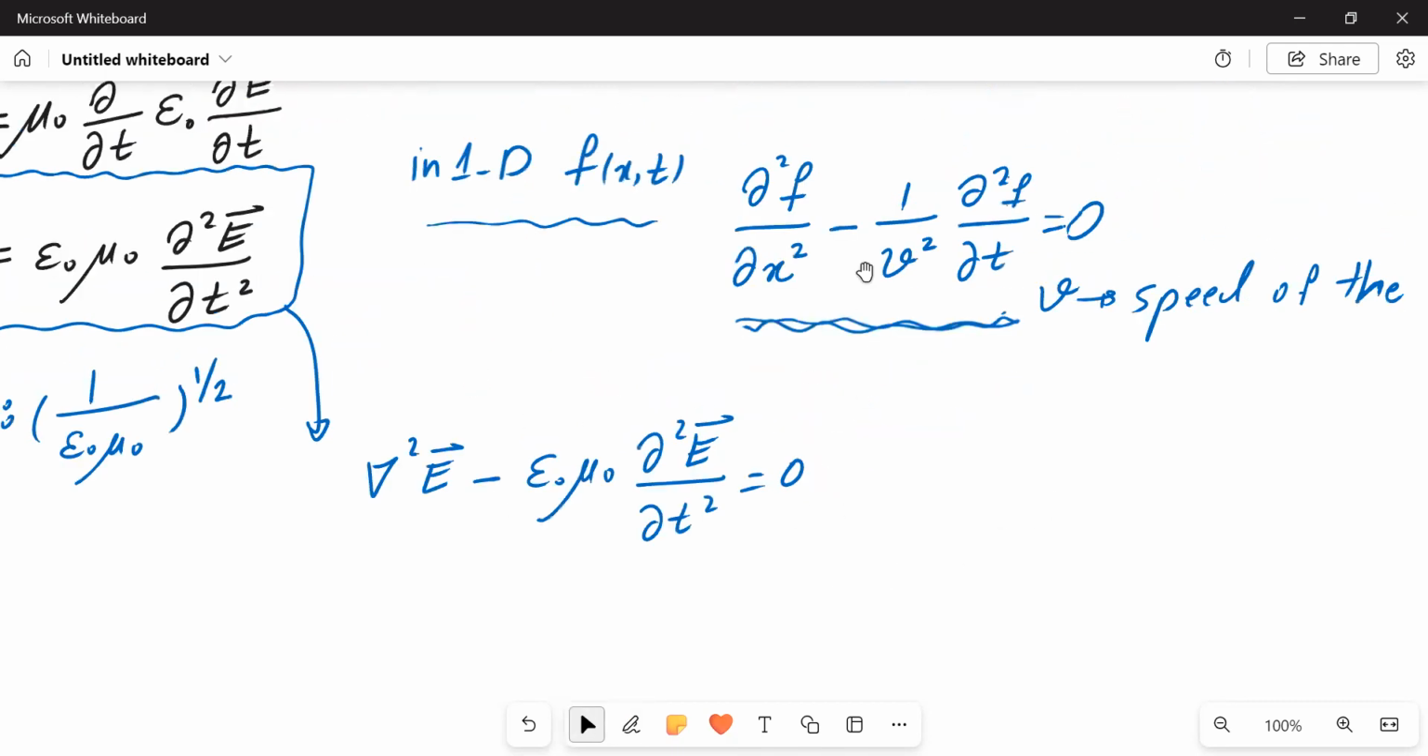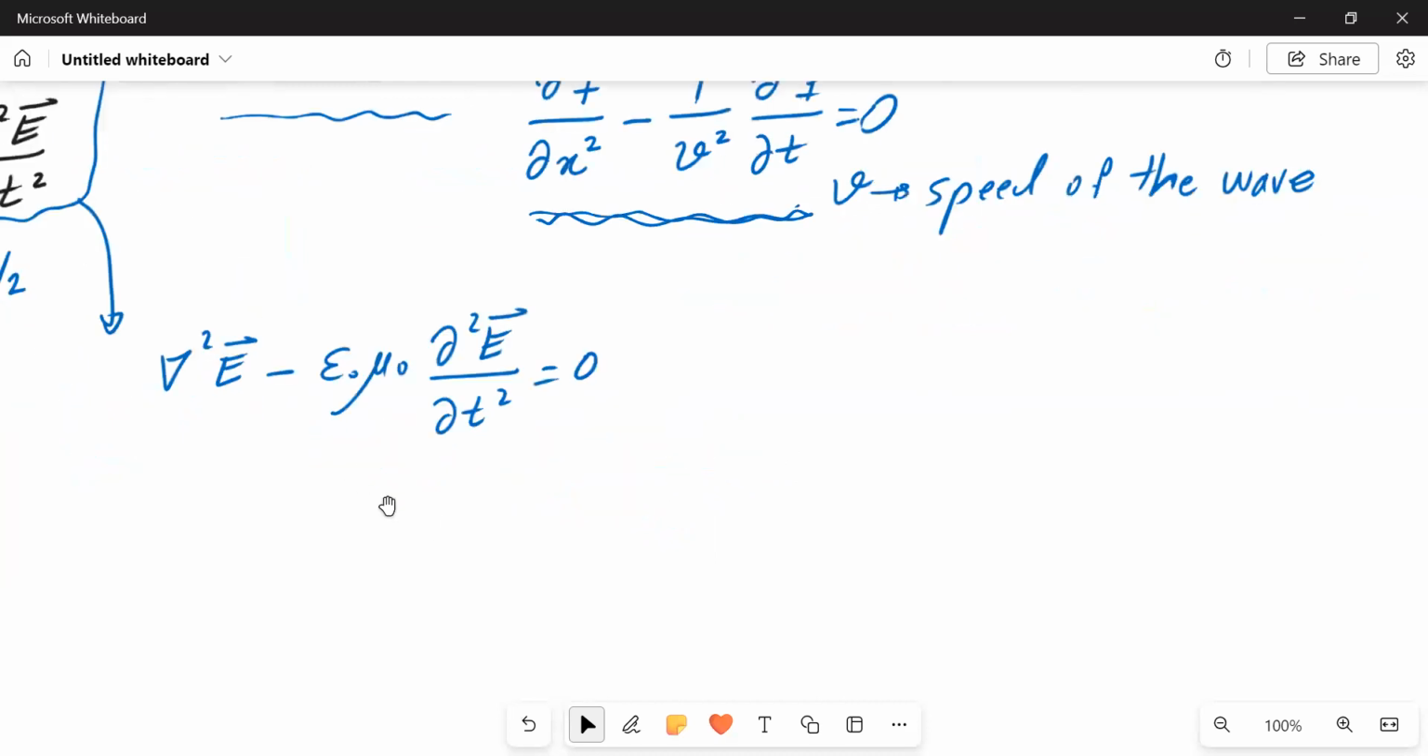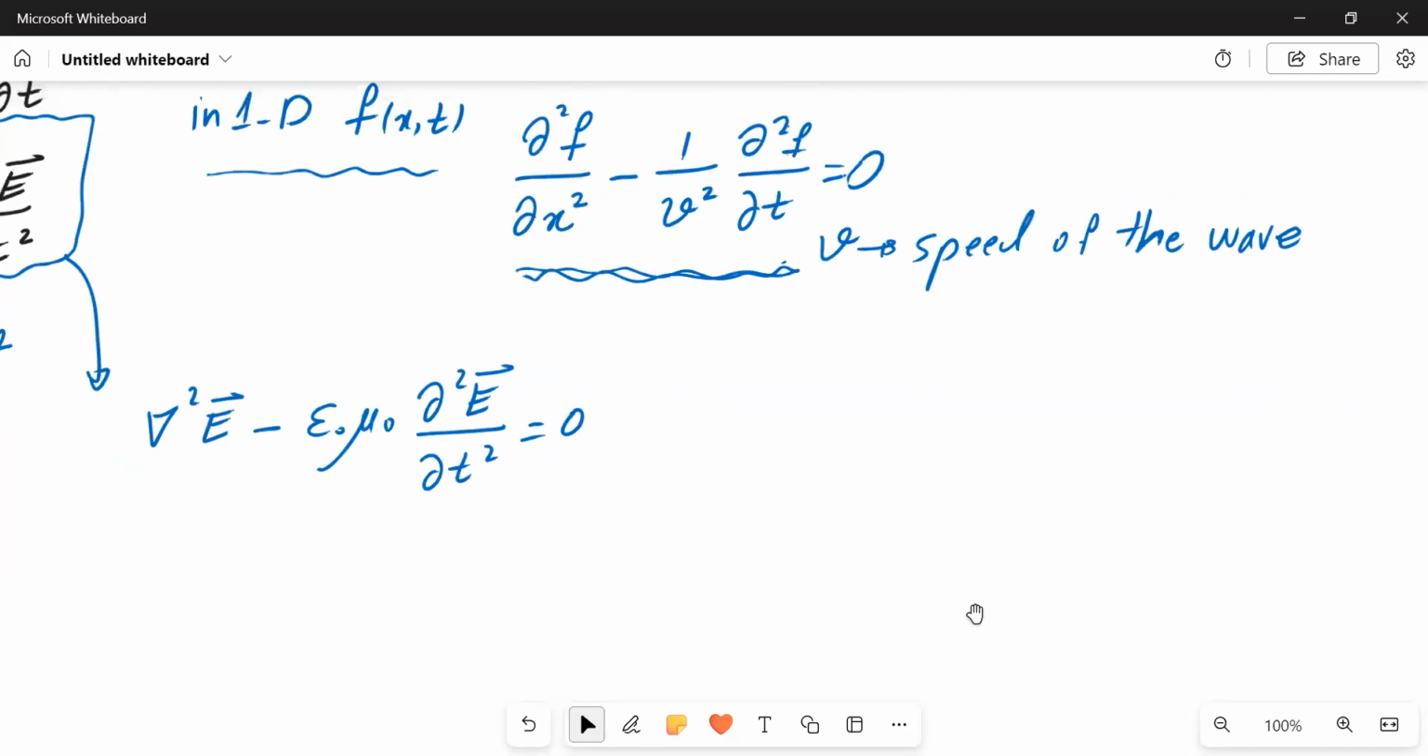And if I compare this with this, I can easily see that the reciprocal of the square of the speed of my wave is epsilon naught mu naught. So let's see what that is. I'll change the color here because this is an important part. You can see that 1 over the square of the speed of the wave is epsilon naught mu naught, okay?